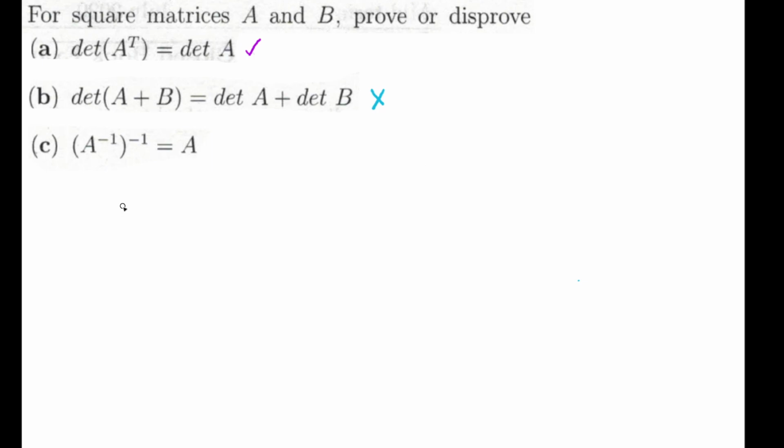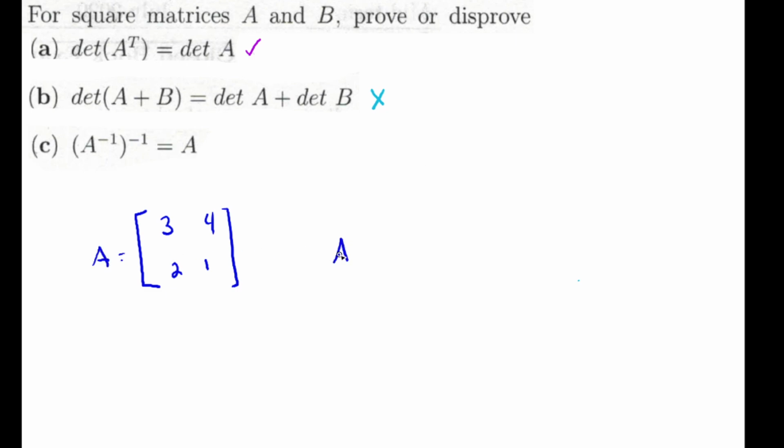So lastly, we're asked to see if the inverse of A, and we're going to take the inverse of that answer, is equal to A. And let's just do a 2 by 2 matrix because those are a lot easier. We have 3, 4, 2, 1. This is A.